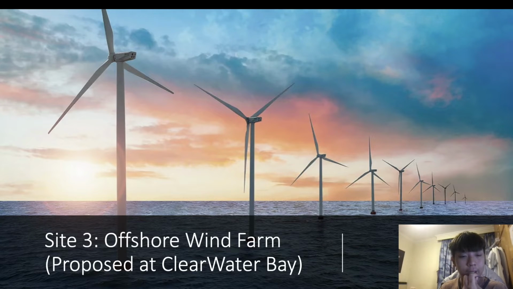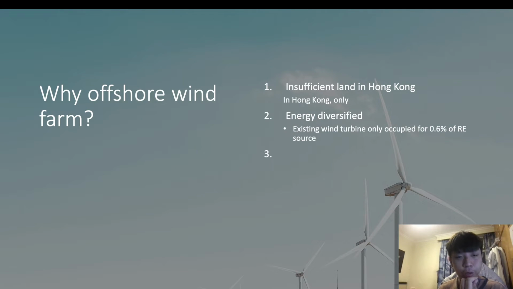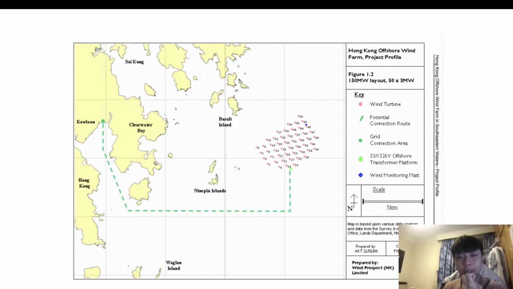So the last site is the offshore wind farm proposed at Clearwater Bay. Why did we choose offshore wind farm? First of all, insufficient land in Hong Kong, and we do not have many places to put this kind of RE. Second, energy diversity. The existing wind turbine only occupies 0.6% of the RE source at Lamma Island. It's actually proposed by CLP already, and they want to build a 150 megawatt layout.